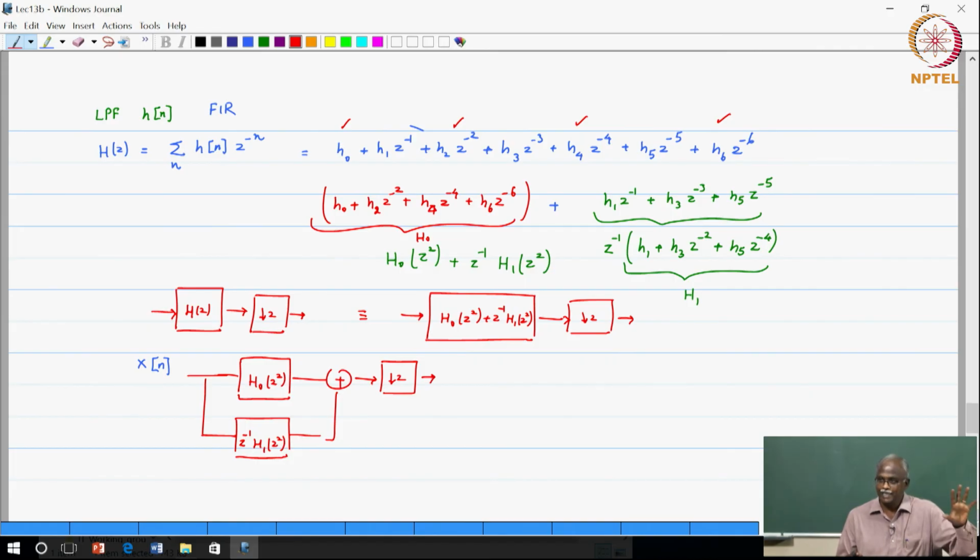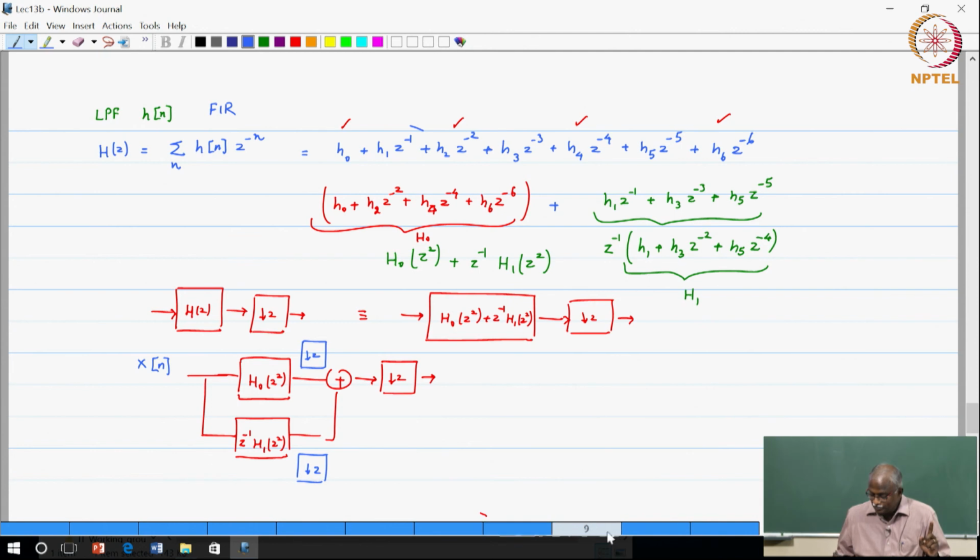H of Z is the anti-aliasing filter. I want to do downsampling by a factor of 2. As the question was raised, can I group terms to make them not polynomials of Z, but polynomials of a higher power of Z, which is exactly what we have done. Now, invoke the property of linearity, which says that I can take the downsampler inside. So, I can insert a downsampler on the upper branch, I can insert a downsampler on the lower branch.